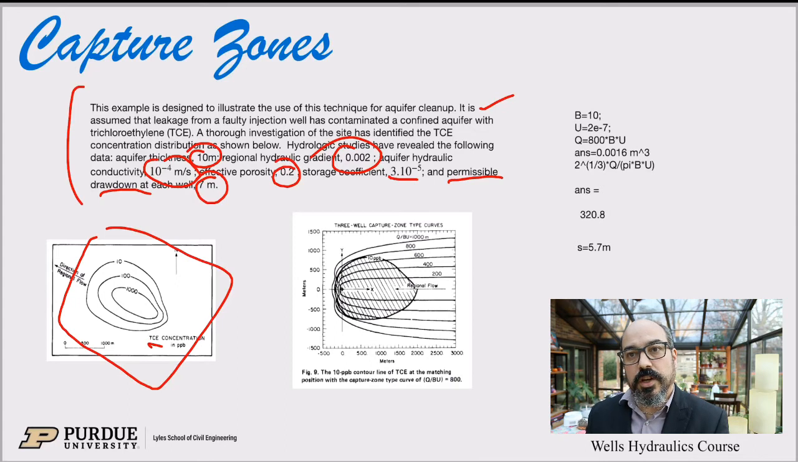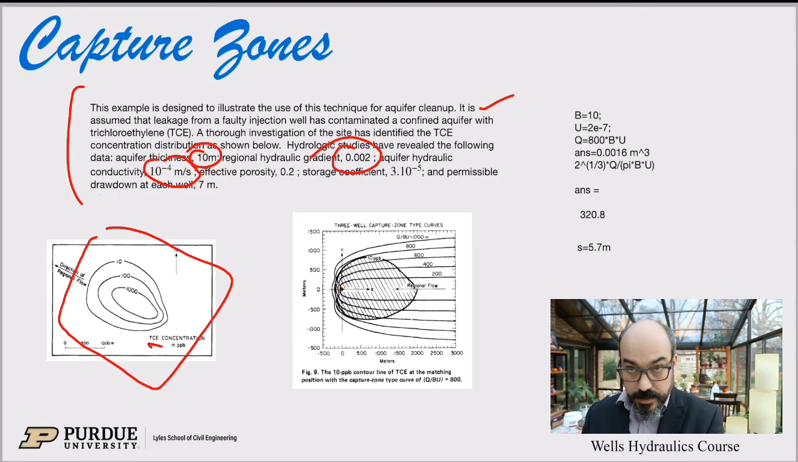So the advantage of using multiple wells is you can achieve the same capture zone, but not draw down as much. Imagine if you wanted to have just one well doing the same work, you would need a lot more pumping and a lot more drawdown at the site. So here, if we allow 7 meters, we can calculate how many wells we need for this. This is just a calculation, where B is 10, U is 3E-7.